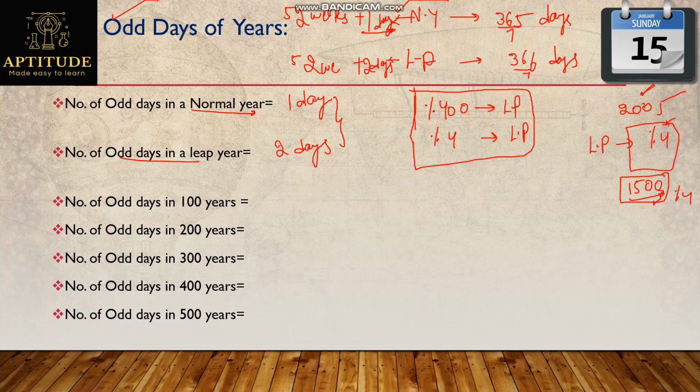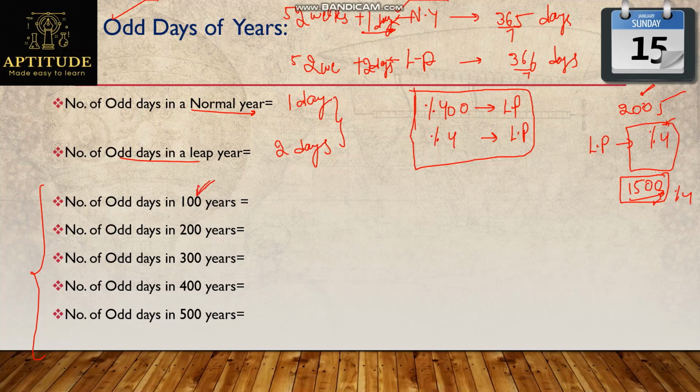And coming to the main part. We need to remember these odd days for some number of years. How many odd days are there in 100 years, 200 years, 300 years, like that we need to remember. How to know that? It's very simple. Number of odd days in 100 years. I'll tell the process first, and later we'll discuss just the values.